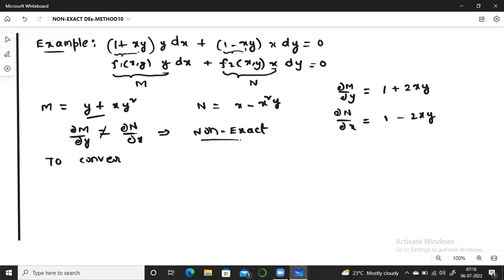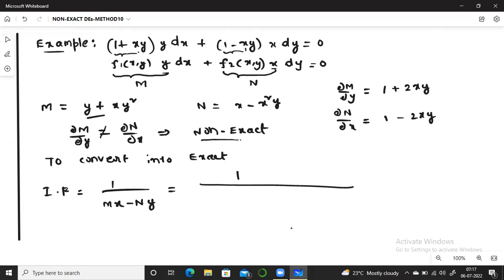To convert non-exact into exact, calculate the integrating factor. What is the integrating factor? In the case of non-exact and homogeneous, the integrating factor is 1 over Mx plus Ny. Here it is 1 over Mx minus Ny.